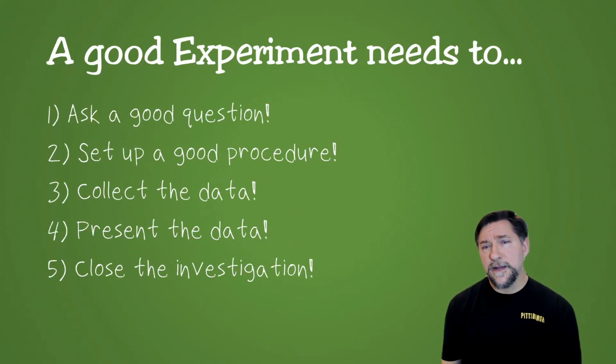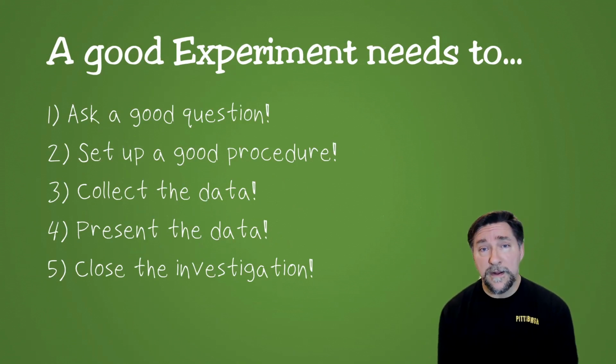So let's review real quick. When we do an experiment, you want to ask a good question to start. And that's defined by a couple sciencey things like independent and dependent variables. You want to set up a good procedure. That includes things like making sure you try to keep everything as similar as you can, except the one thing you're changing. Those are constants. Maybe setting up a control group to give you something to compare your results to.